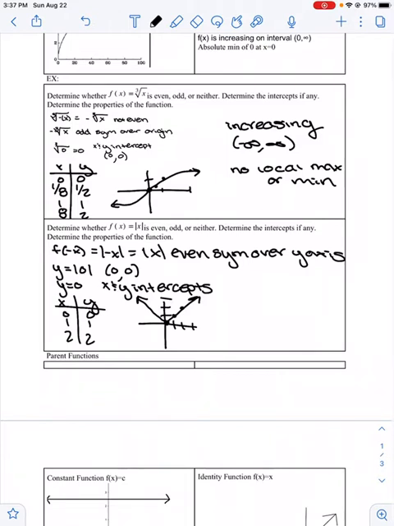And this function is increasing here from 0 to infinity, and it's decreasing from negative infinity to 0.